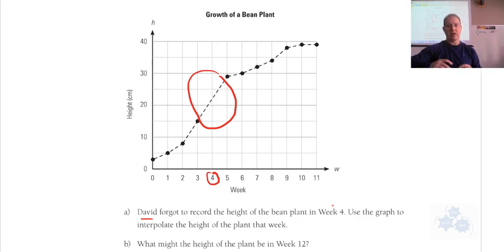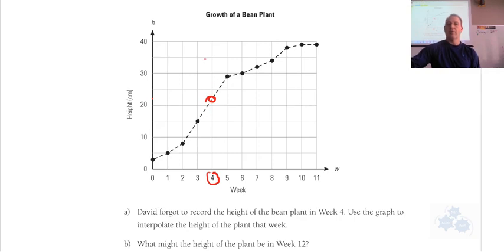So again, interpolate means that we look inside the points that we have plotted. So interpolate means within the data that we've taken, let's try and make a guess as to what would be a point inside the data that we've taken. So where do you think, what would be your guess as the height of the bean plant? Like just a ballpark in week 4, yeah? 22. About 22. Okay, so 22 would be right about here. Boy, that looks pretty good.